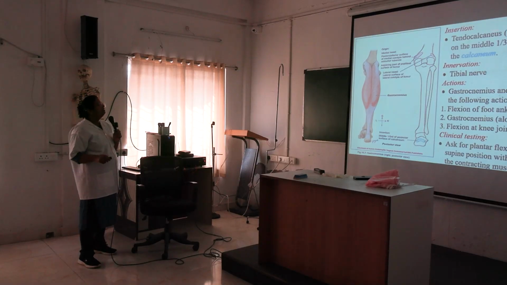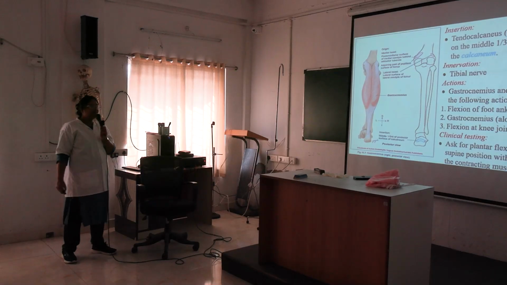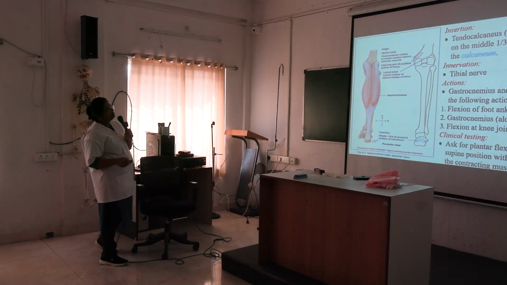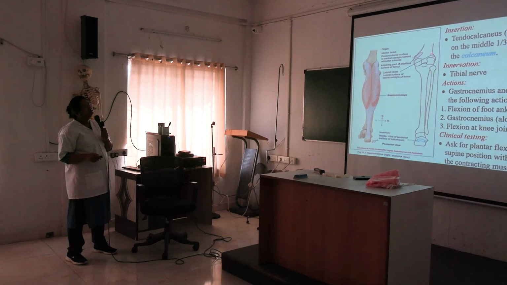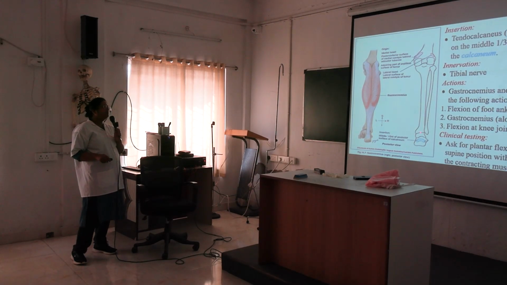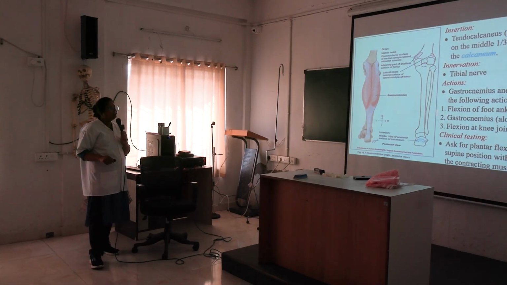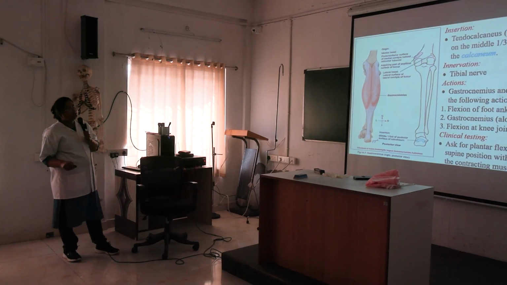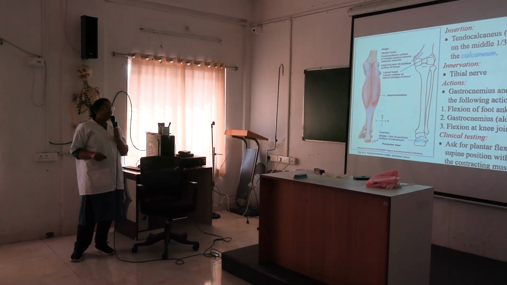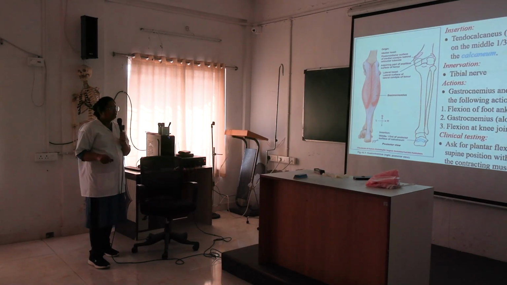What is the insertion? Tendocalcaneus. This is very frequently given in OSPE. Gastrocnemius, very large muscle. So, Tendocalcaneus is the calcaneal tendon, inserts on the middle 1/3 of posterior surface of the calcaneum here. This is the insertion, you can see. Middle 1/3 of posterior surface of calcaneum. Upper 1/3 and lower 1/3 is free. Innervation is by tibial nerve. These are the actions. Gastrocnemius and Soleus together perform flexion of the foot at the ankle joint, and gastrocnemius alone produces flexion at the knee joint.